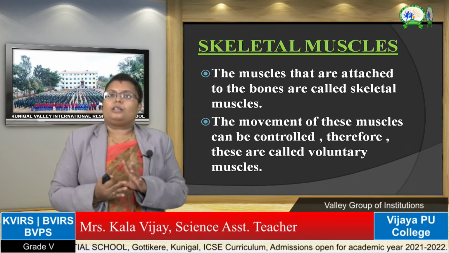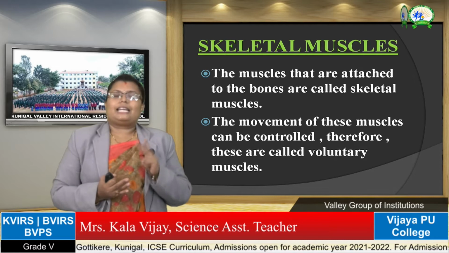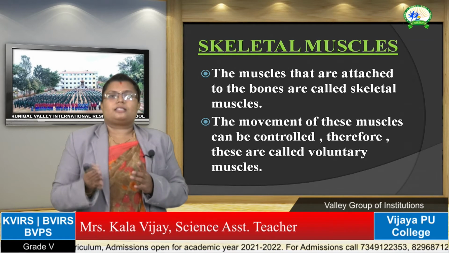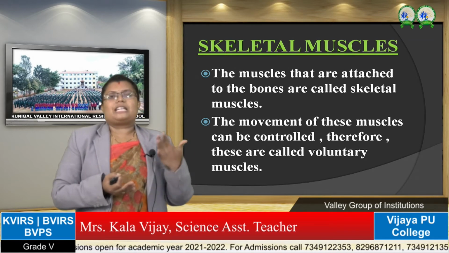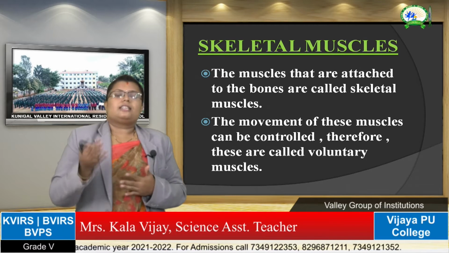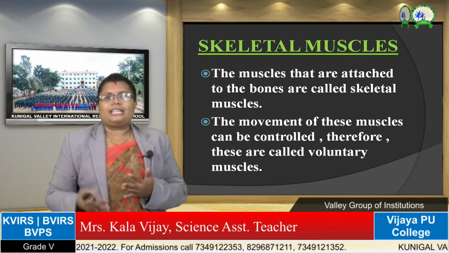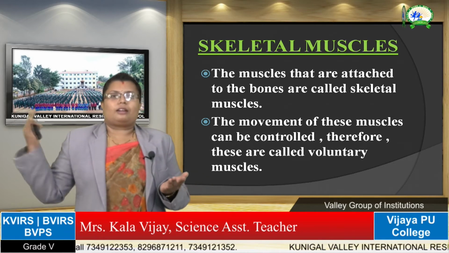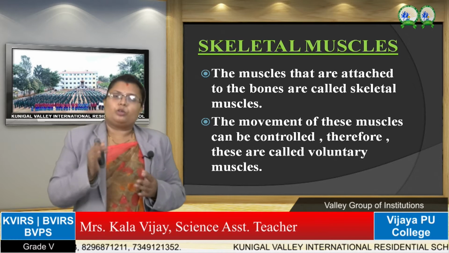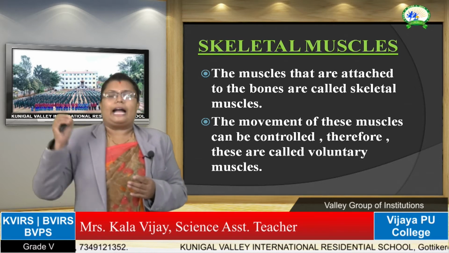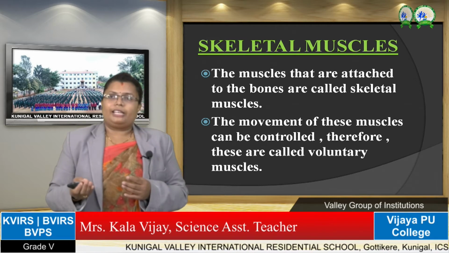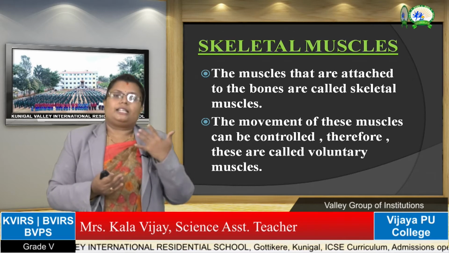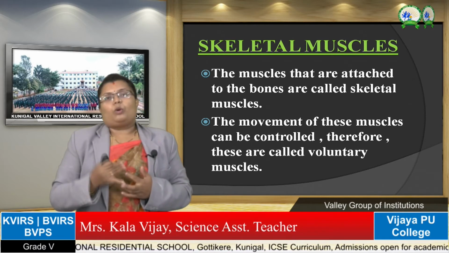Based upon control, muscles are classified into two types, children: voluntary muscles and involuntary muscles. Voluntary muscles are the muscles which are under our control, in the sense that the movement of our arms or legs is dependent upon us. You cannot run or jump or write whenever it happens; only when you feel like writing can you use your hands to write, and only when you feel like walking can you use your legs to walk. Such muscles which are under our control are known as voluntary muscles.